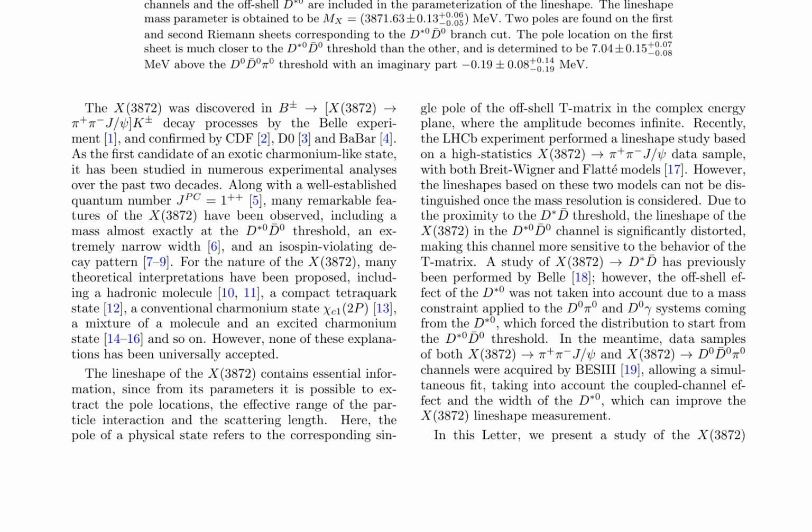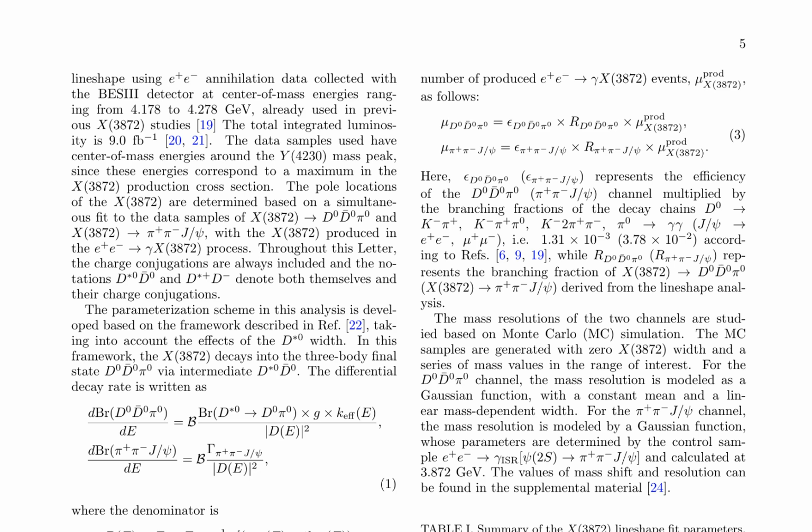By accounting for the coupled channel effect and the width of the D*0 operator, this study improves upon previous lineshape measurements, providing new insights into the nature of the X(3872) state. The BESIII detector has collected e+e- annihilation data at center of mass energies between 4.178 and 4.278 GeV, with a total integrated luminosity of 9.0 fb^-1.